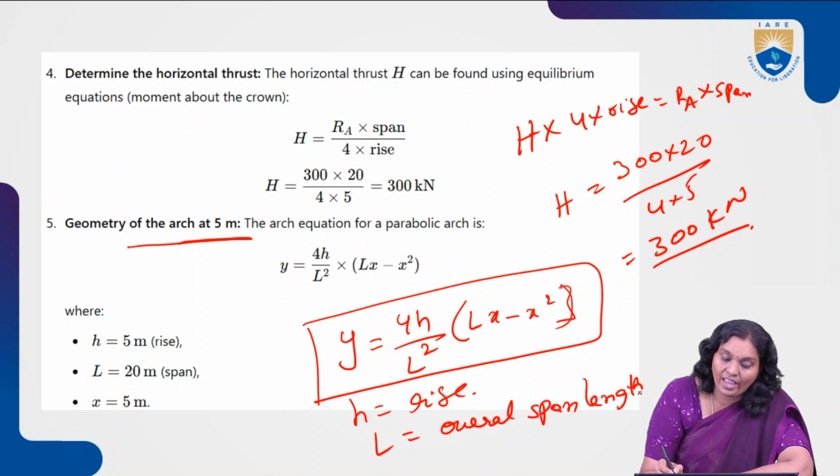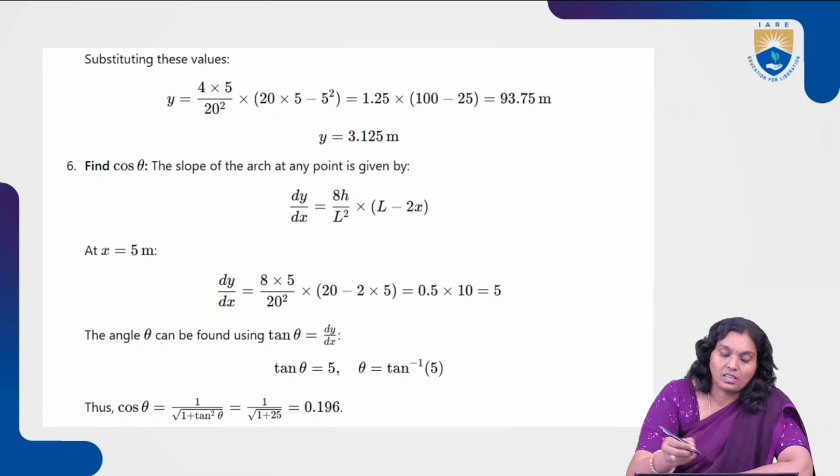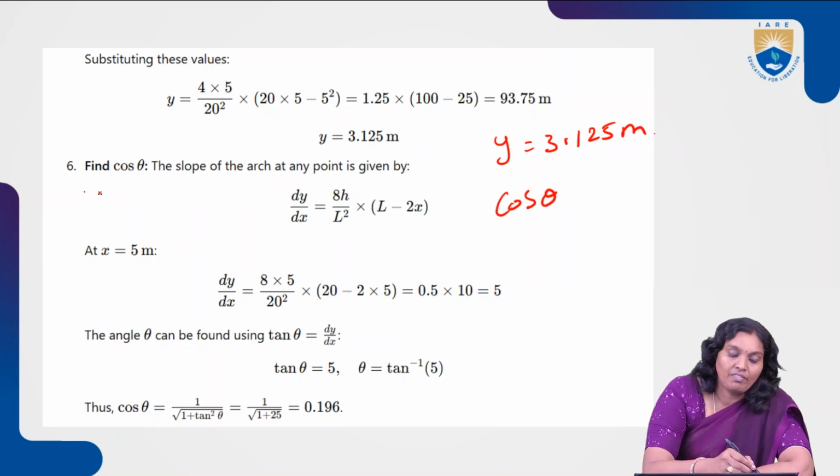X is equal to where we require this normal thrust, from the left side here, 5 meters. So apply and substitute those values. Finally we will get y is equal to 1.325 meters. Now find cos theta.